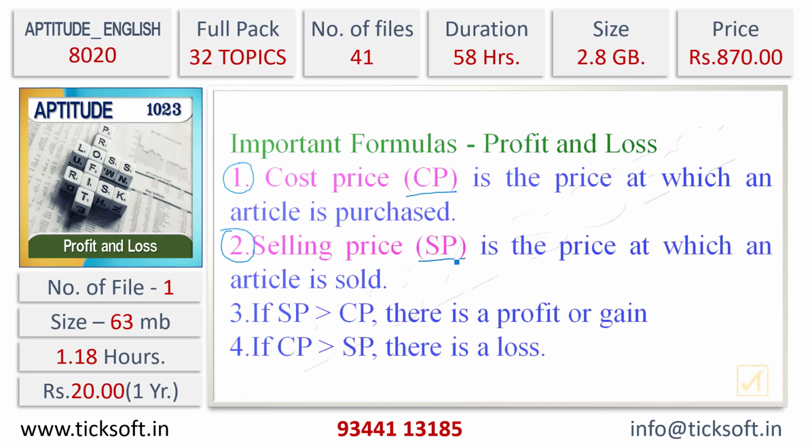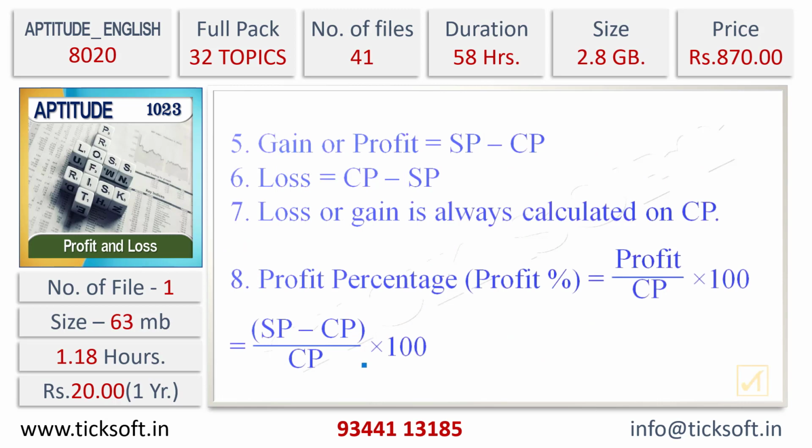Whenever SP is greater than CP, that is, if the price at which an article is sold is greater than the price at which it is purchased, then there will be a profit or gain. If CP is greater than SP, then there will be a loss. According to the values of SP and CP, we can conclude whether there is a profit or a loss. Now we are going to see the formulas.